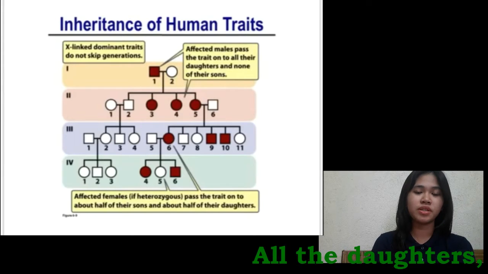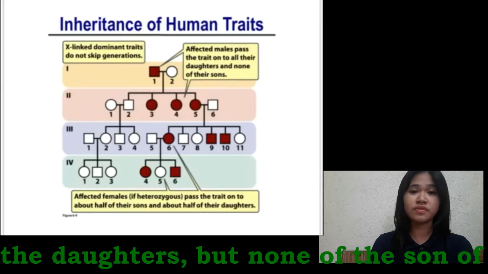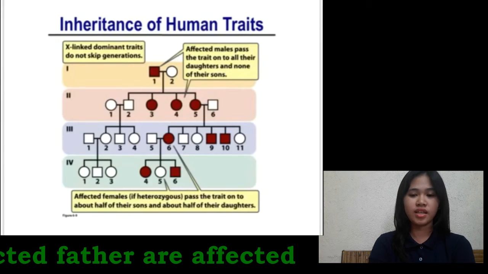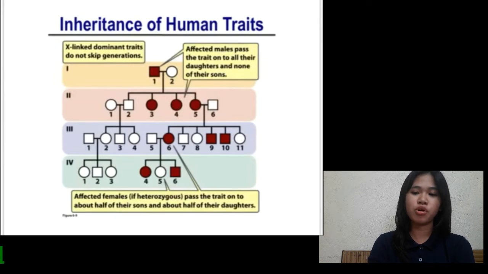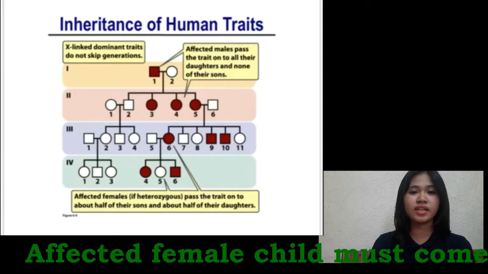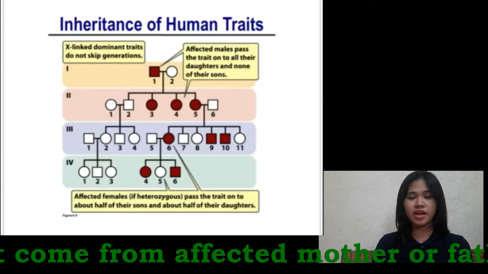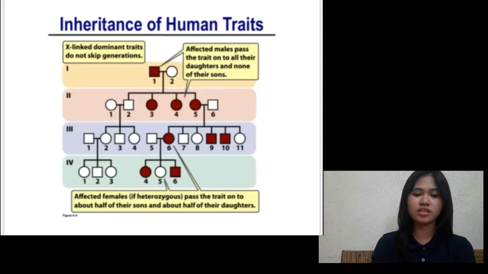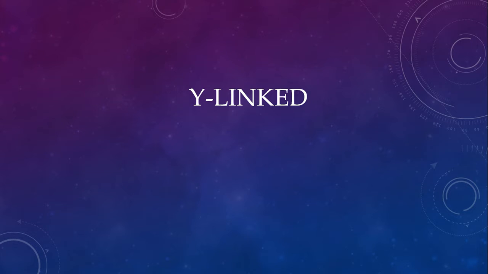All the daughters, but none of the sons, of an affected father are affected, because the Y chromosome of the father will pass on to his sons. For a female child to be affected, the father or the mother must be affected. And in this type of inheritance, the trait does not skip generations.